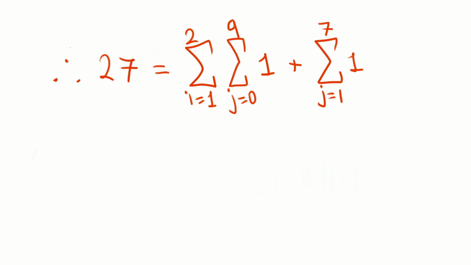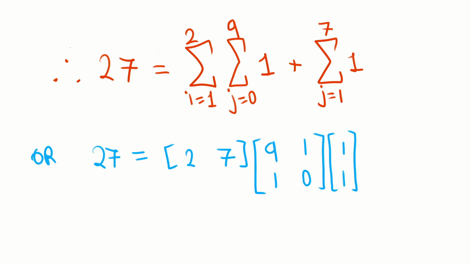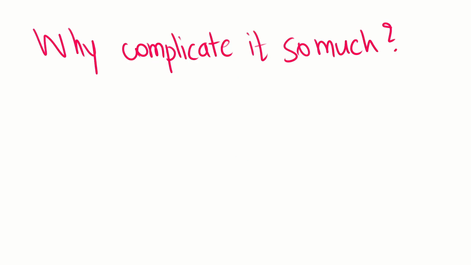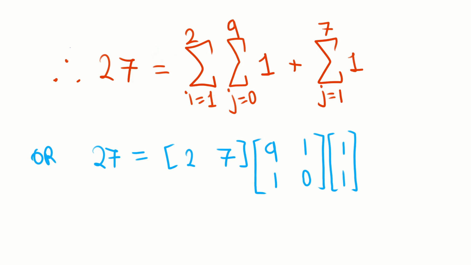I'm sorry, why is this so complicated? I can make it a little bit more complicated by expressing 27 as a matrix product. Why make it so complicated? I'm doing it so that I don't have to write 2 digits. I want to express 2-digit numbers or 3-digit numbers only in terms of the base digits.